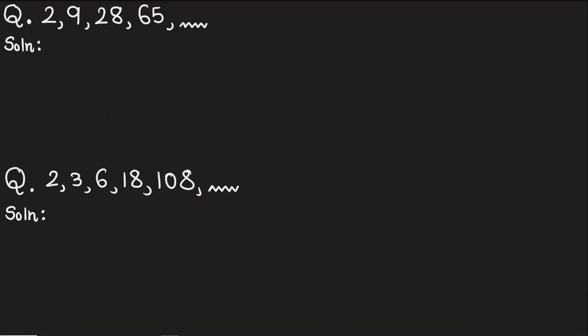So here are some important questions. These are little tricky questions, so I have taken them. So our series given here is 2, 9, 28, 65, the missing number. Here first we will try the basic, that is difference. We can clearly see the differences are going on increasing. So there is no relation of difference in this question.